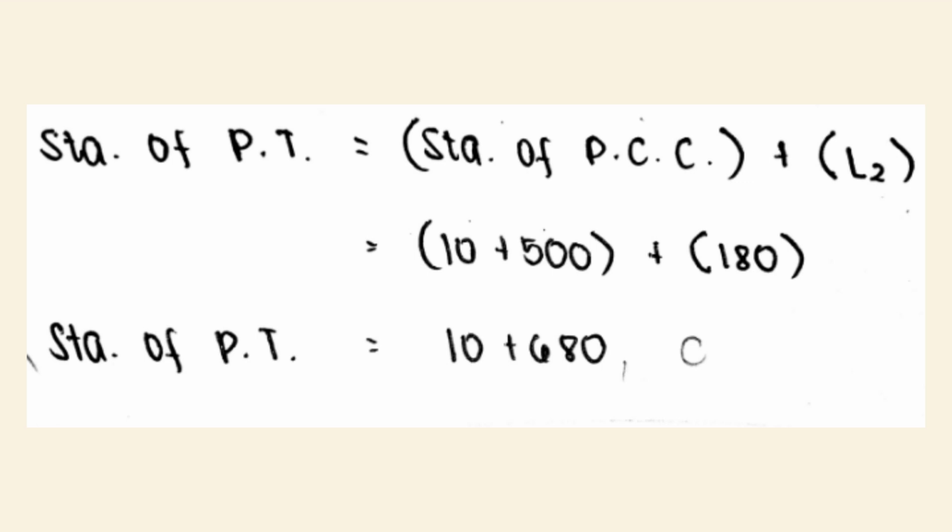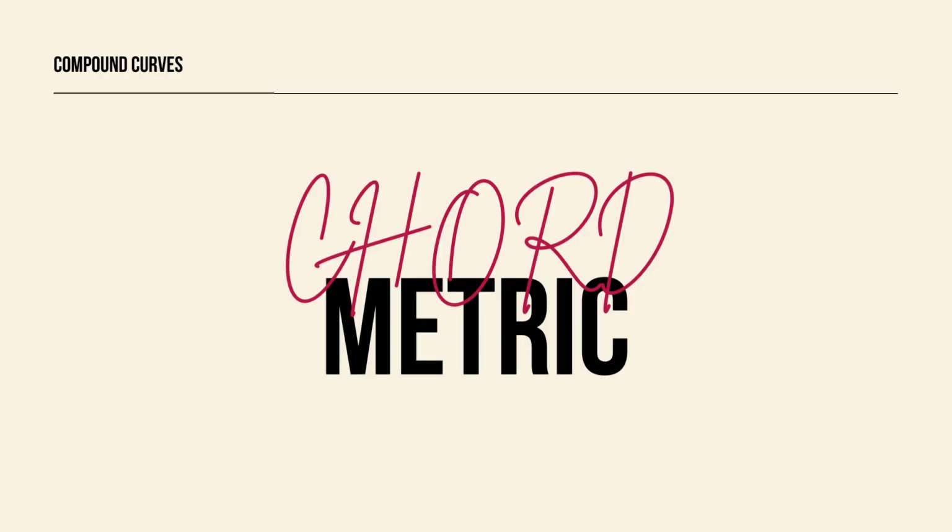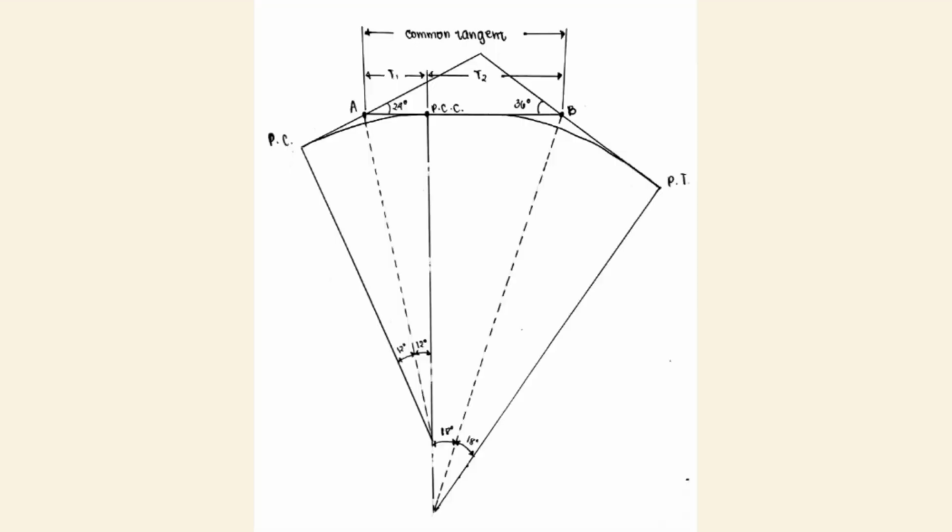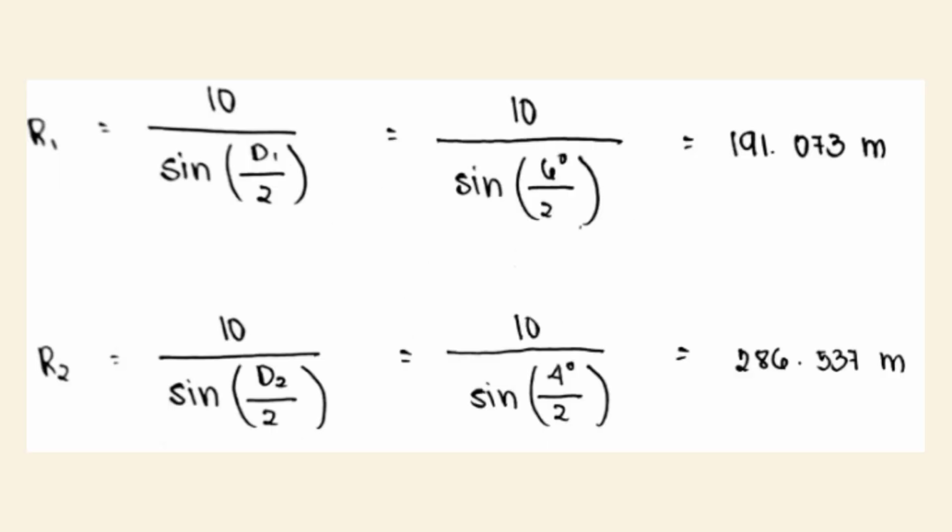Now let's solve the problem using chord basis still in the metric system. Using the same figure as before, R would be 10 over sine D sub 1 over 2. It is equal to 10 over sine 6 degrees over 2. Thus, our R sub 1 is equal to 191.073 meters. Our R sub 2, using the same equation, we have 10 over sine 4 degrees over 2, resulting to R sub 2 is equal to 286.537 meters.